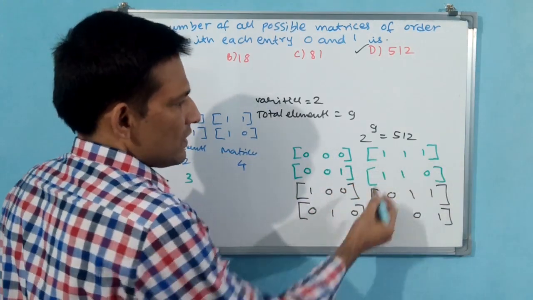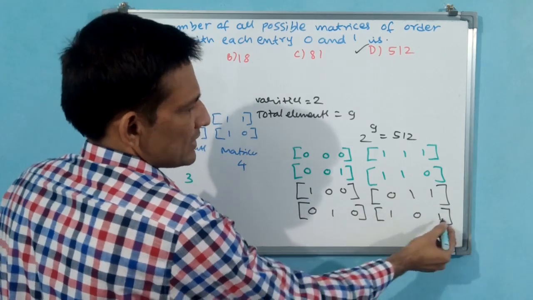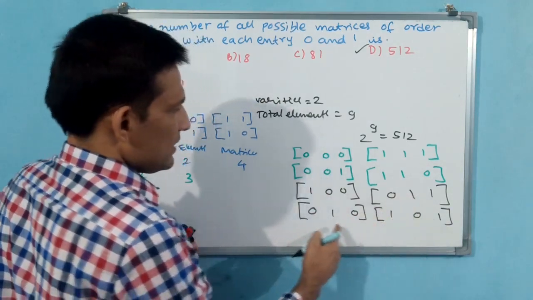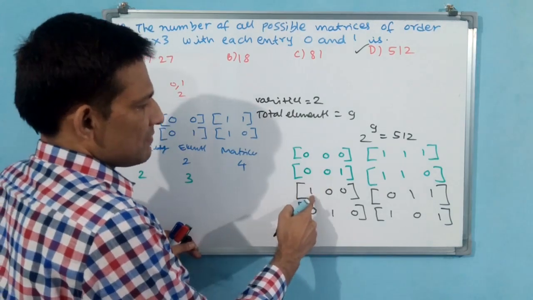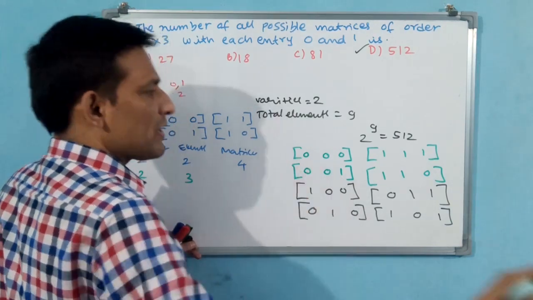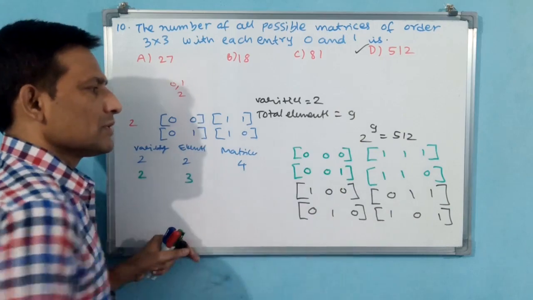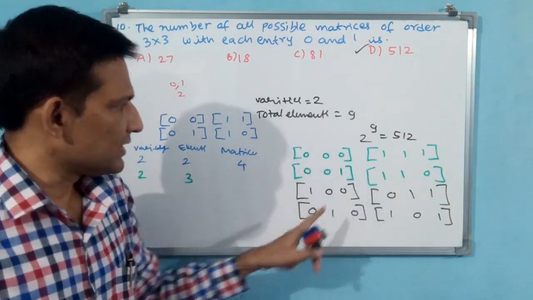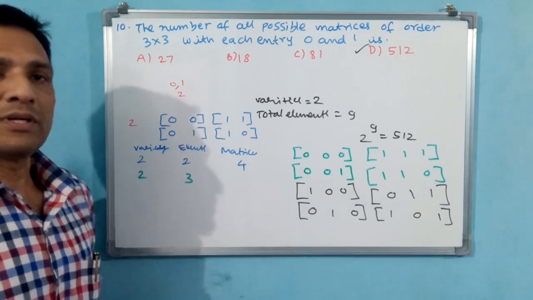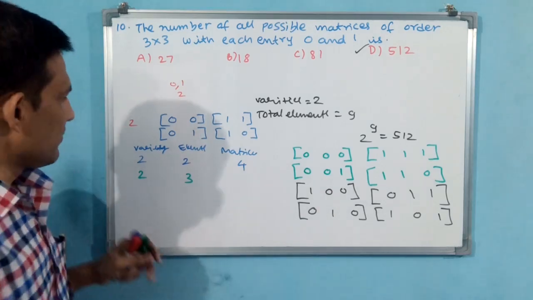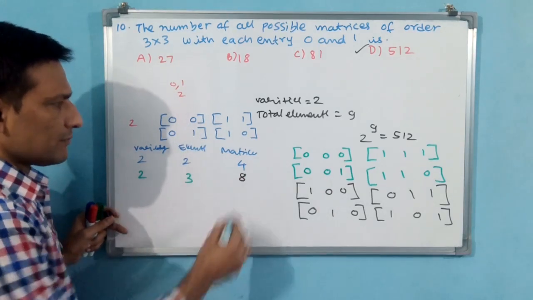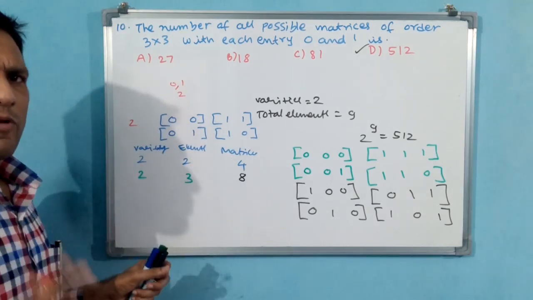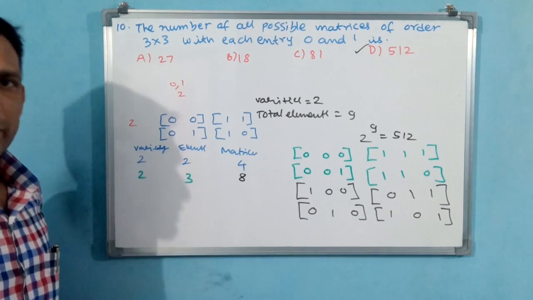1, 1, 1. 2 ones are also there. Then 1 one is also there. You see here 1 one: 1 one first, 1 one middle, 1 one last. Then no 1. No 1 is also there. Rather than these 8 options, can you put any other option? No, that means here 8 matrices have come.